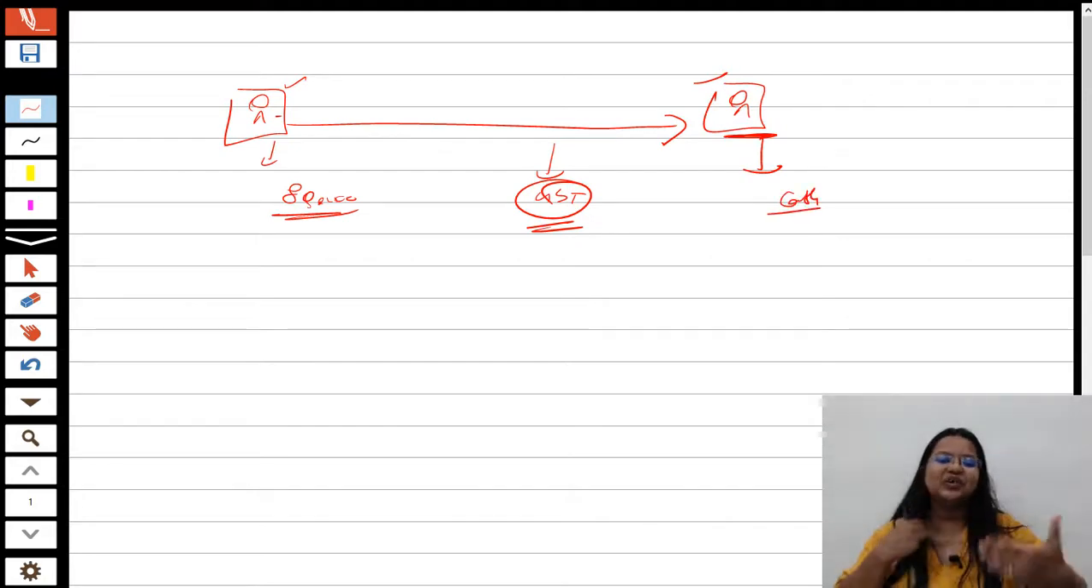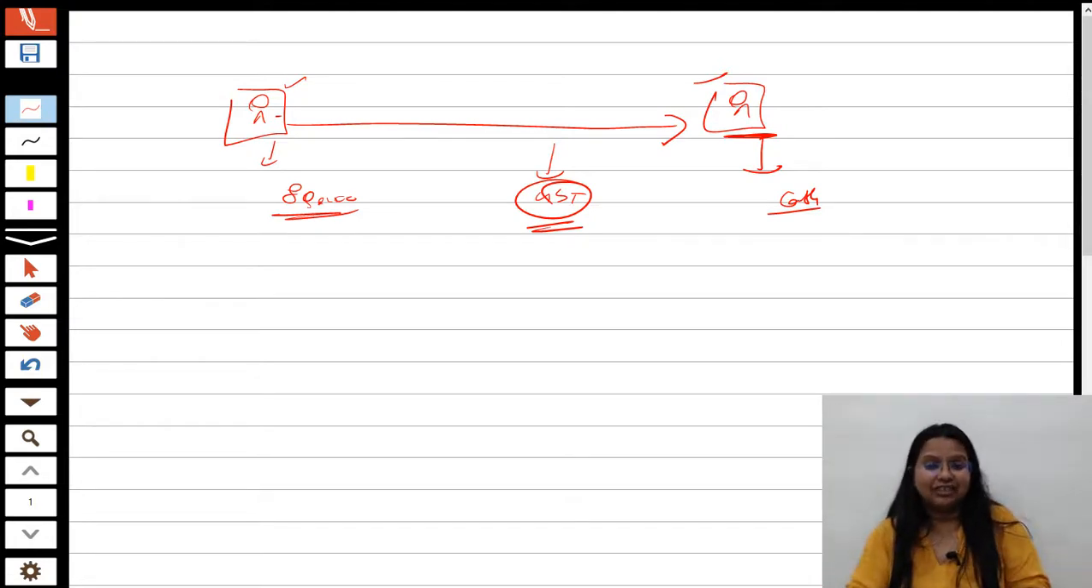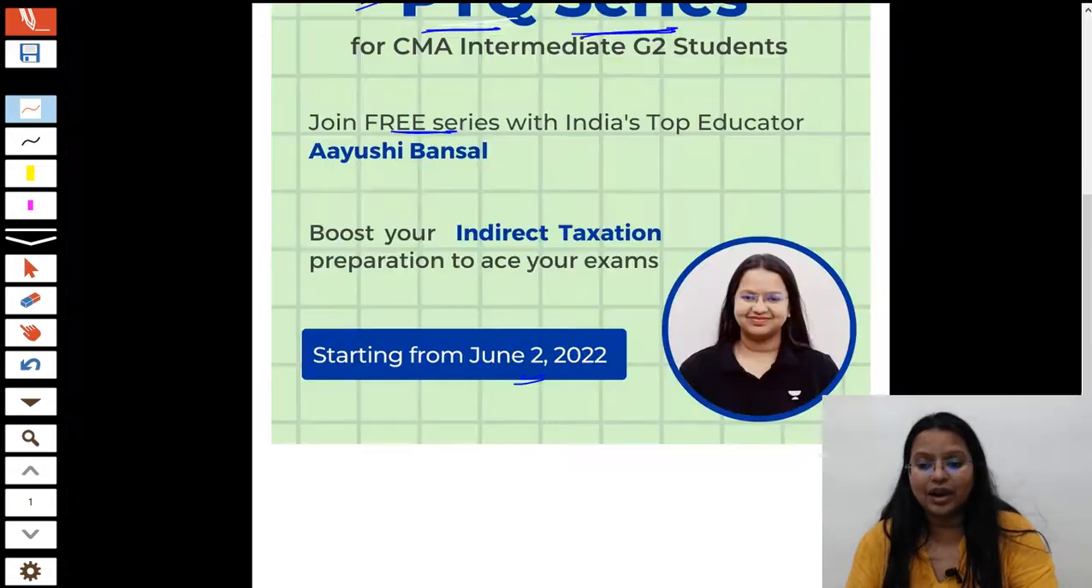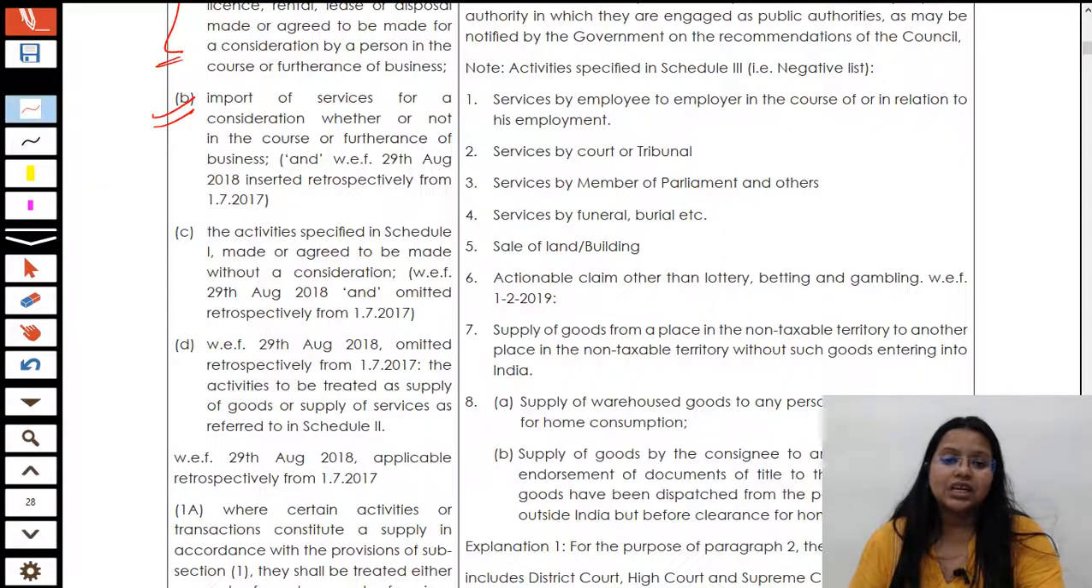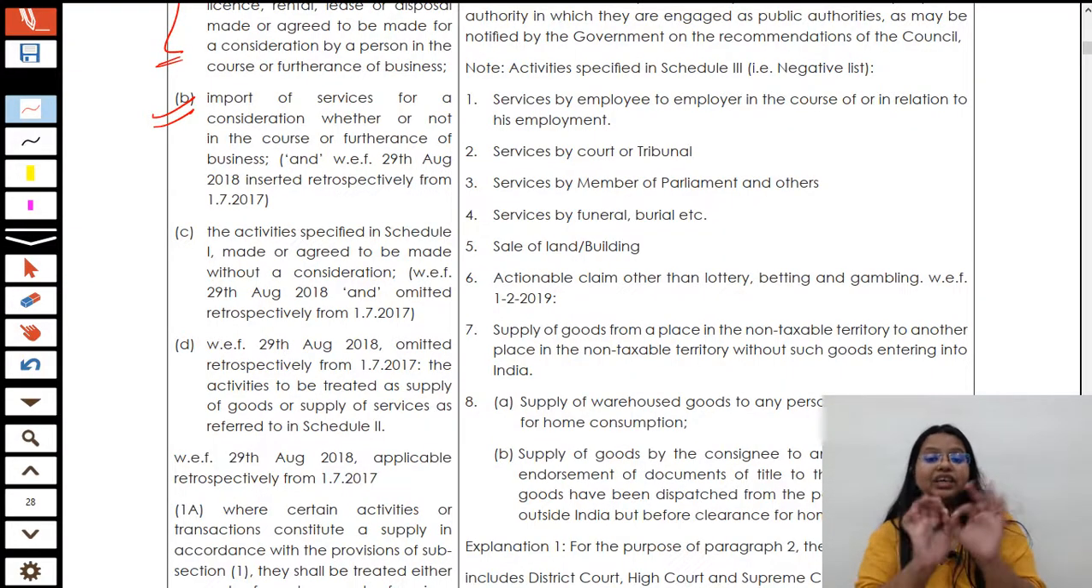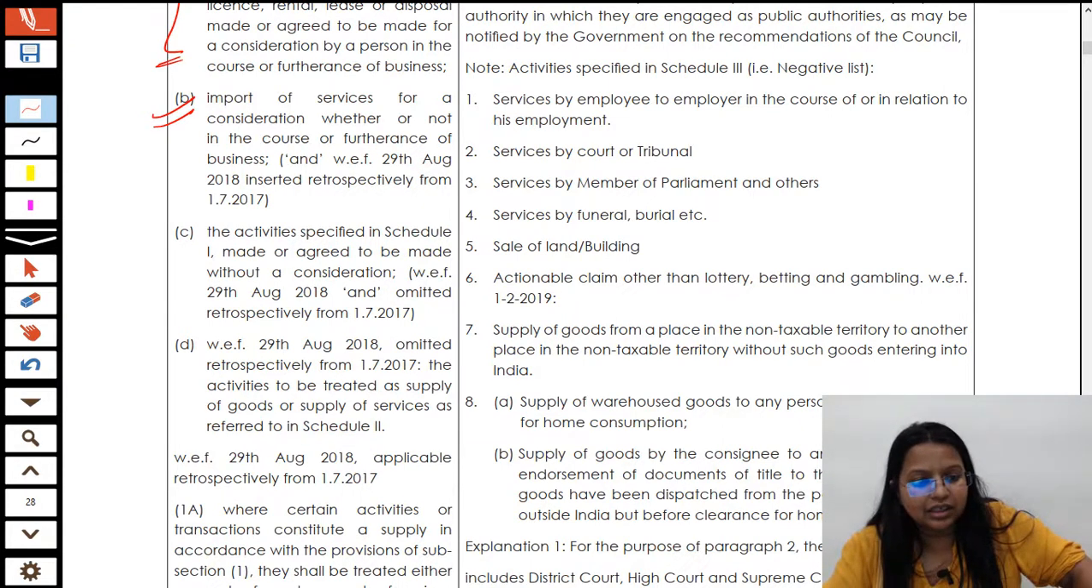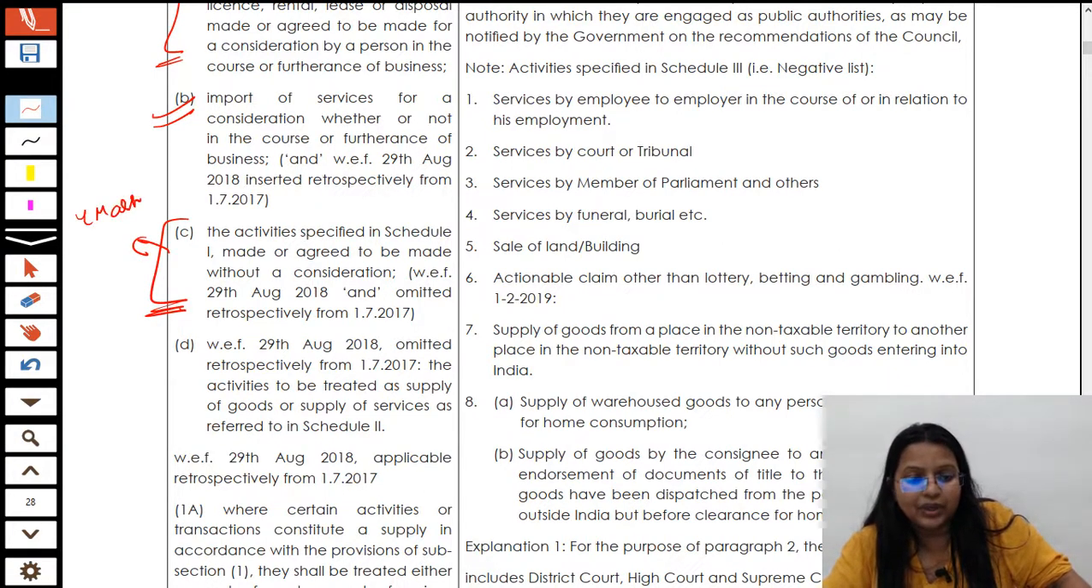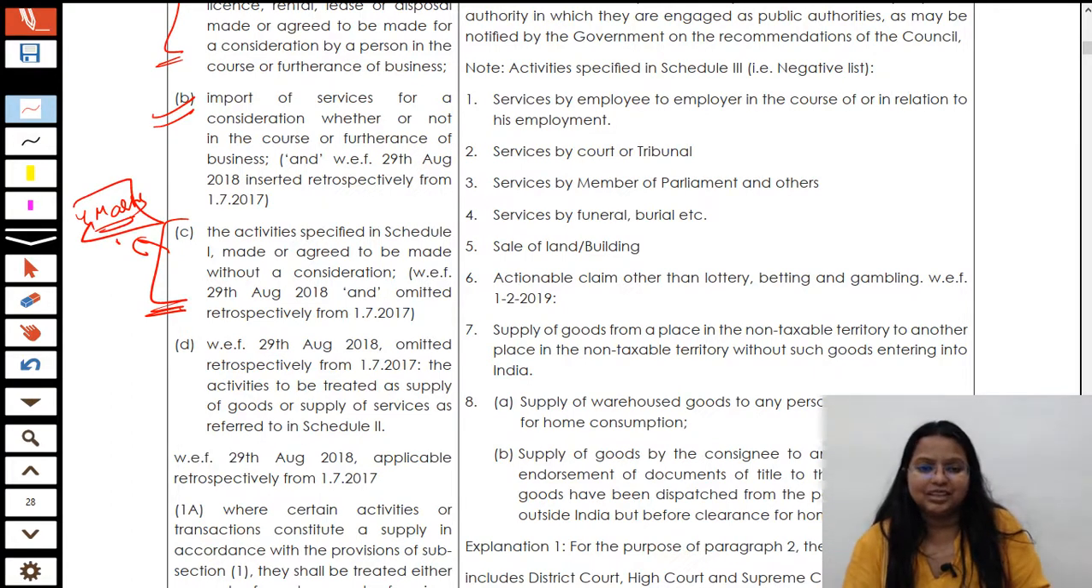So to remove these kinds of tax evasions, GST law has included Schedule number 1, which includes those activities that are taxable even without consideration. So I hope you got my point. Students, it is expected that a 4 marks question can come in the examination on this point, that is Schedule 1. Yes, we will elaborate this point when I am explaining all the points in the sequence of the book so that you can relate to it.